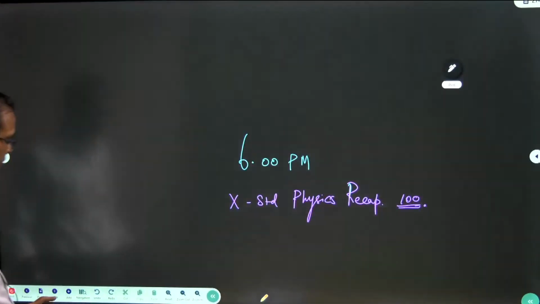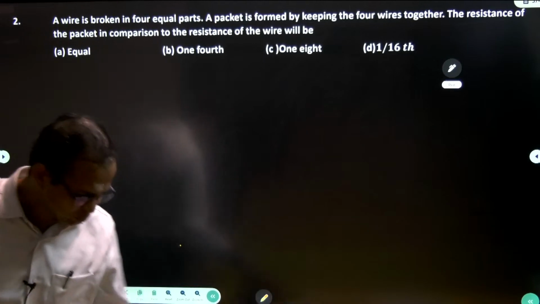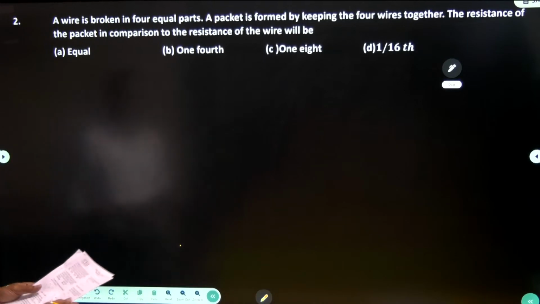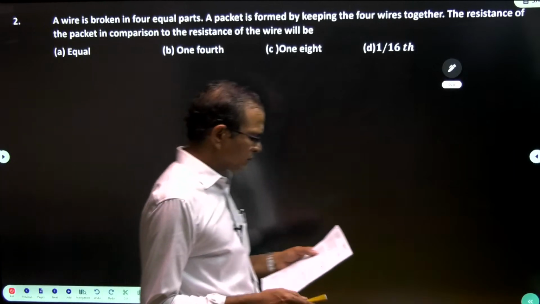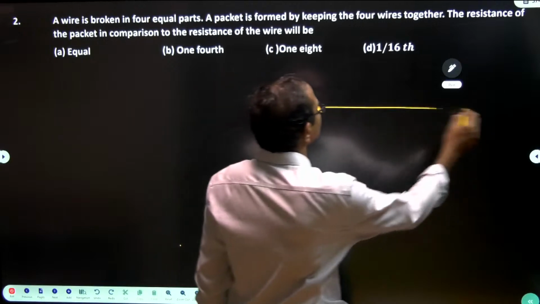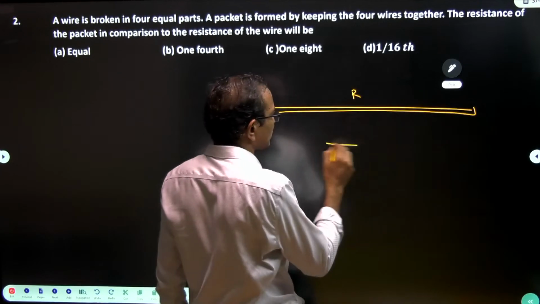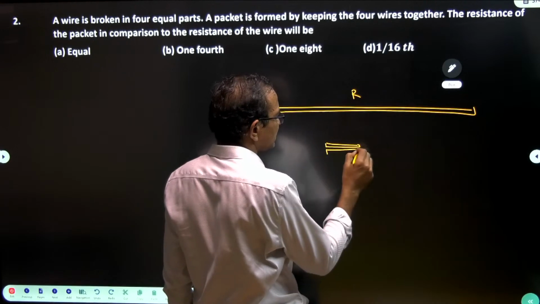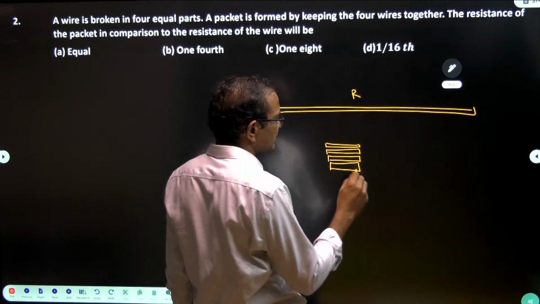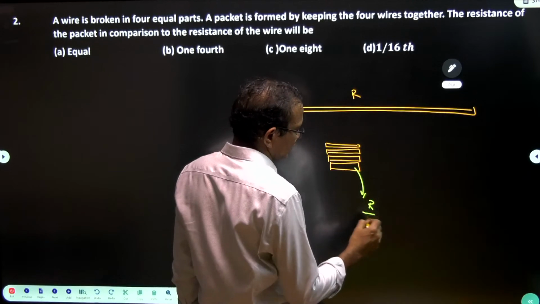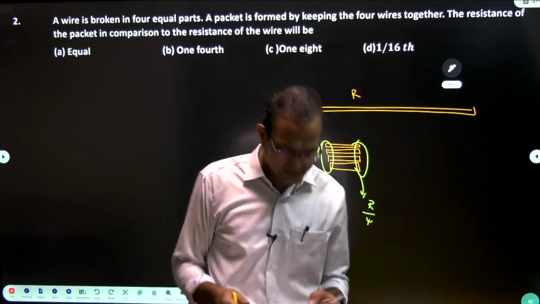Yes, sir. Yes, correct. Second question, question number 2 on your worksheet PDF, please check it. A wire is broken into 4 equal parts. A packet is formed by keeping 4 wires together. So, there is a wire of resistance R. Now, you cut this into 4 pieces. So, what is the resistance of each? R by 4. So, if 4 number of R by 4 are connected in parallel, what is the answer?